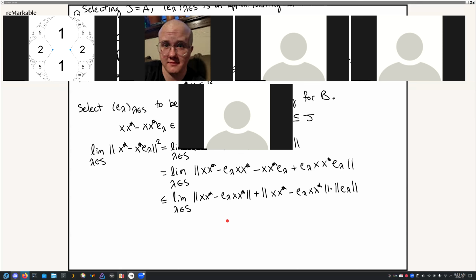So both of these norms go to 0. So this limit is 0. So the limit of x star minus x star e lambda is 0. So x star belongs to the closure of J, but that's equal to J, because these elements x star e lambda, like I said before, do belong to J.